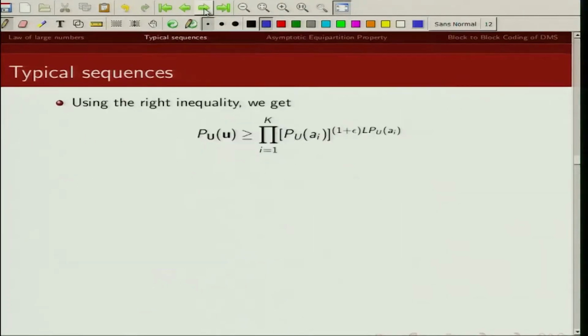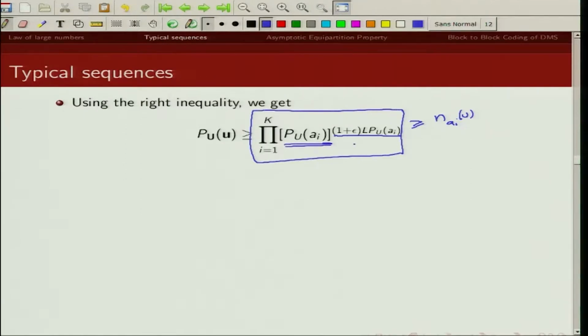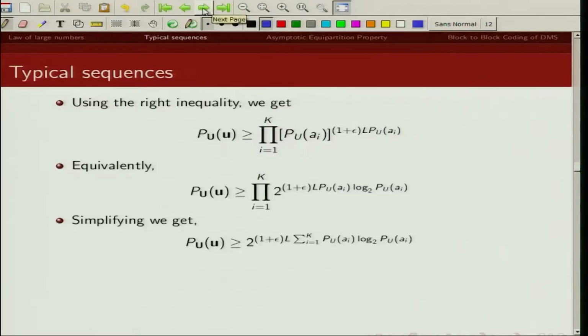Now if I do that, so I replace N_ai by L times (1 plus epsilon) P of a_i, and since this term was greater than N_aiU, so this whole term, I am raising a number between 0 and 1 to a larger power, so the equality which was there will be replaced by greater than or equal to. Okay. Next, I'll do some simplification.